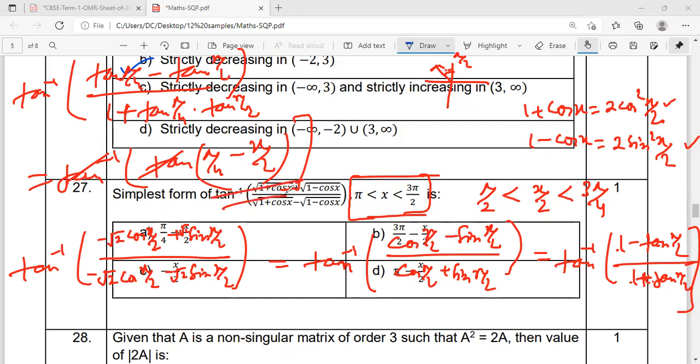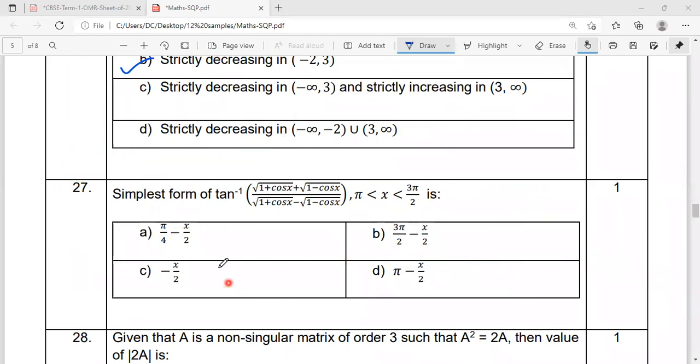So if you decide to skip this question, it is perfectly fine. But if you have done it sometime, you will remember that your answer was tan inverse of tan of pi by 4 minus x by 2, which means your answer was pi by 4 minus x by 2. So then you can mark it. So your answer is pi by 4 minus x by 2.